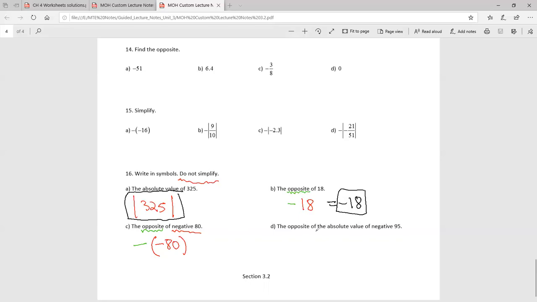Then for D, they have the opposite of the absolute value. So the opposite word, that's going to be our negative that we'll toss in the front. And it's the opposite of the absolute value of negative 95. So negative 95 is what goes inside the absolute value. So here's our absolute value. And there's the negative 95 inside of it. And that is the answer. Again, if they asked you to evaluate or simplify, you would say, okay, the red part would be positive 95, but then you have that extra green negative out front. So the answer would be negative 95 if they asked you to simplify. They did not. They said to write in symbols, so that is our answer.